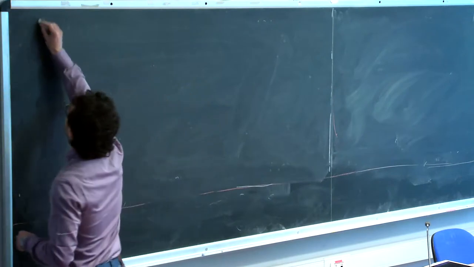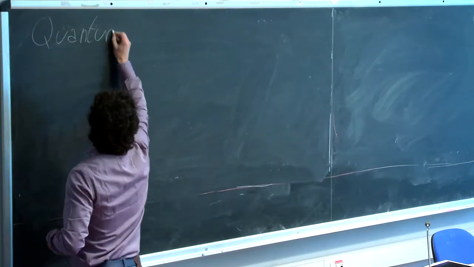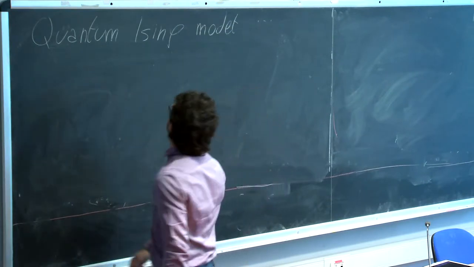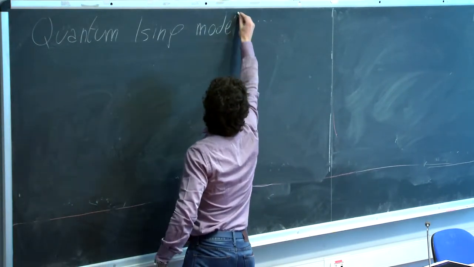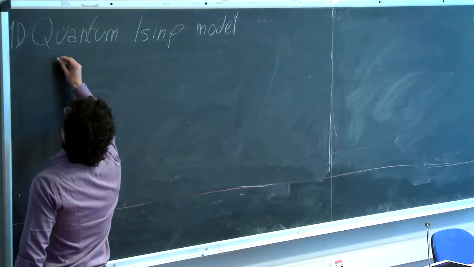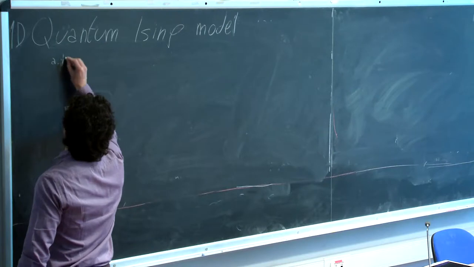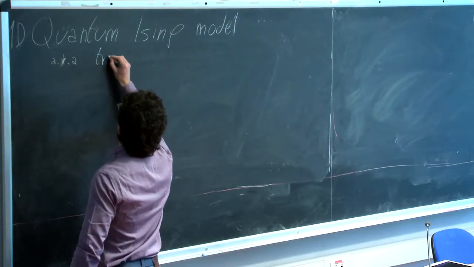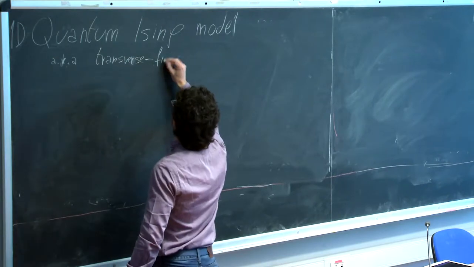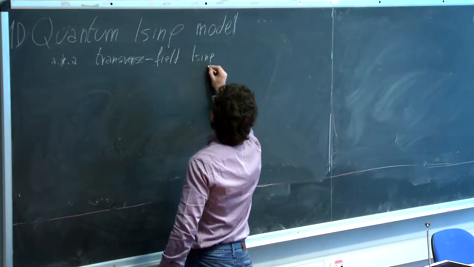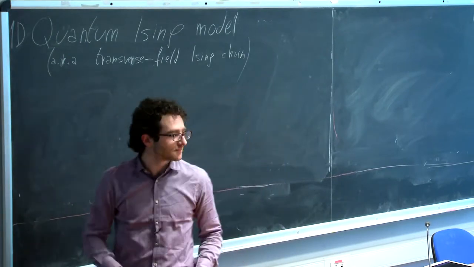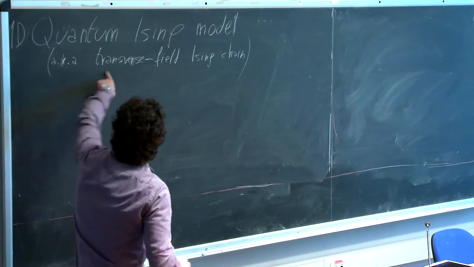So, the quantum Ising model, the one-dimensional quantum Ising model, also known as the transverse field Ising chain.